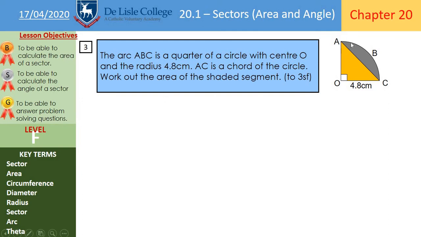So it says the arc ABC, which we know how to find, is a quarter of a circle with centre O. So we know we're working with a sector. We don't know the arc yet. We know that this sector has a radius of 4.8 centimetres. And then you're told AC is a chord of the circle, and that's a word we've seen before as well. It's a line that runs from one part of the circumference to another, but not through the middle of the circle. Work out the area of the shaded segment, and that's our shaded segment, the part in grey. So are there things you can do to pick up points and pick up marks along the way? Please pause the video as you have a read and have a go.